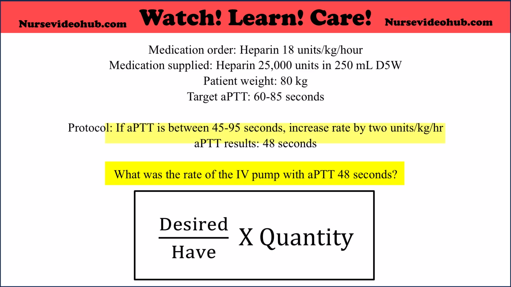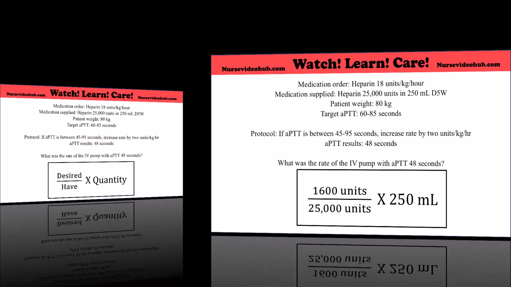The protocol reads, if the aPTT is between 45 to 95 seconds, increase the rate by 2 units per kilogram per hour. The aPTT is 48 seconds, which means the rate must be increased by 2 units per kilogram per hour. So you would calculate the rate the same way, except the patient would be receiving the dose of 20 units per kilogram per hour.